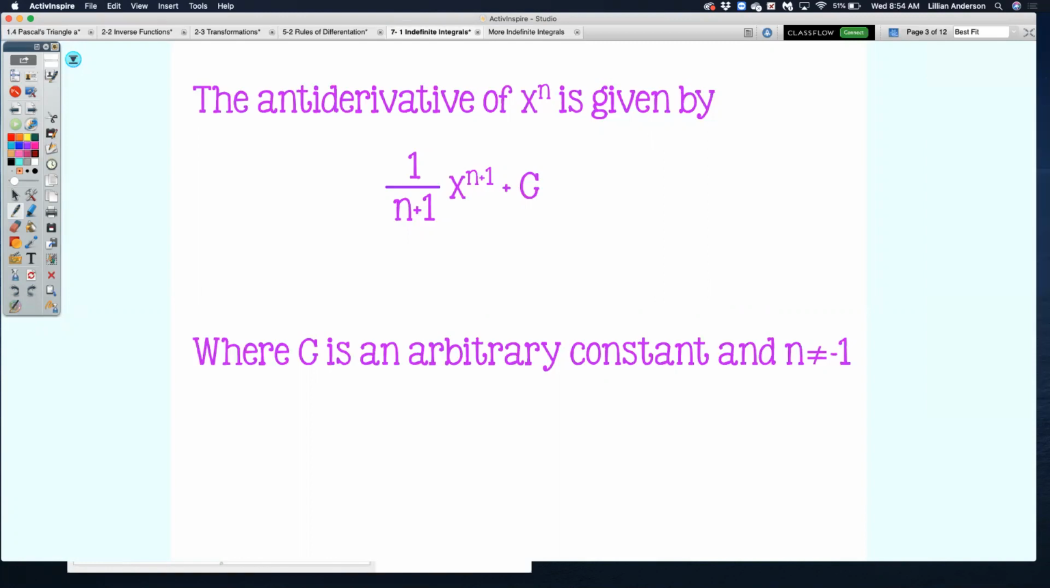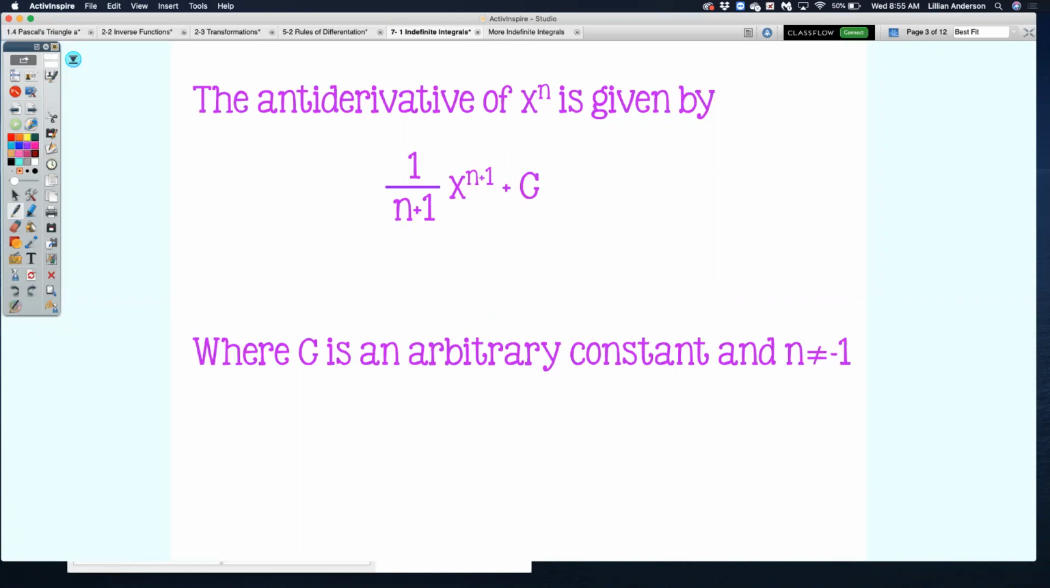It is 1 over n plus 1 x to the n plus 1 plus c, okay? That's how you find the antiderivative of x to the n, any type of power function, where c is some arbitrary constant and n does not equal -1. If n did equal -1, then we of course would have a 0 exponent. We would have 1 over 0, which we cannot have. So n can never be -1.